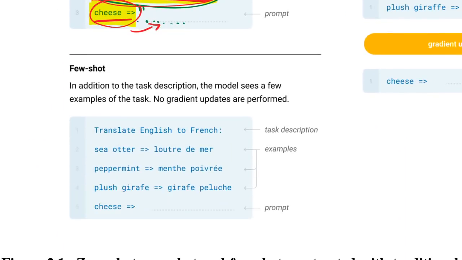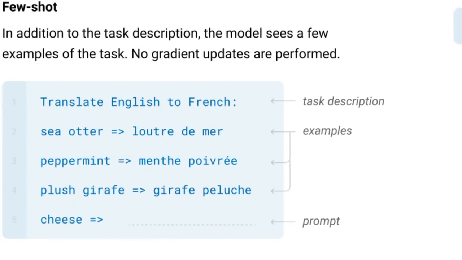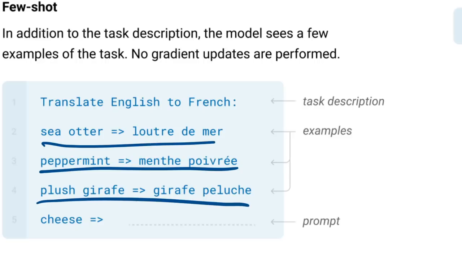And they also have this few-shot thing where you not only provide one context, but you provide a bunch of context to basically tell the model more of what it should do.